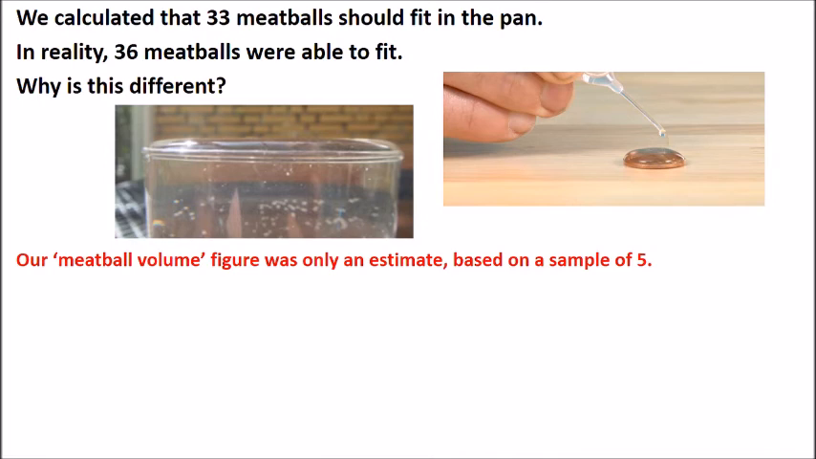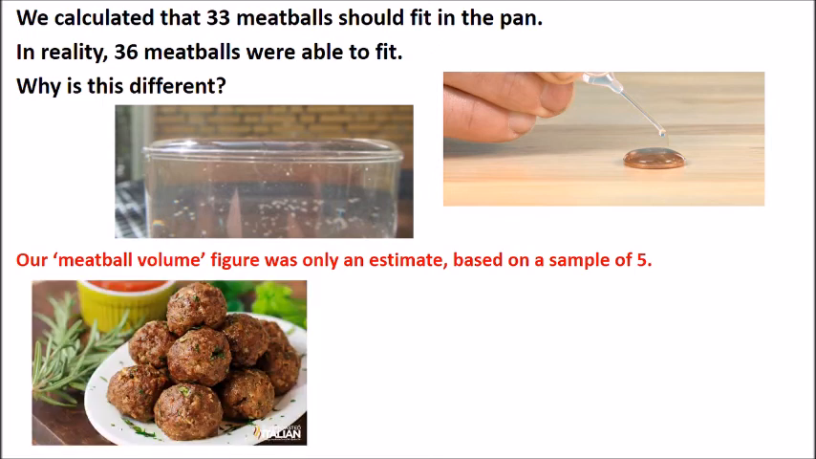Another reason I can think of is, do you remember our meatball volume figure? We only sampled 5 meatballs. We didn't sample all 35 or 36 of those meatballs. We only measured 5, right? So we might have just picked up some abnormally large or small meatballs compared to the rest of the sample size. So our figures were only estimates. We haven't measured every single meatball.